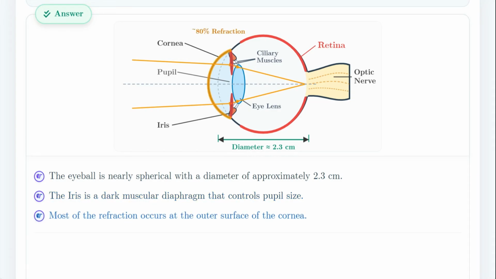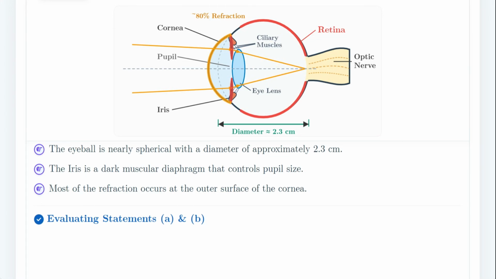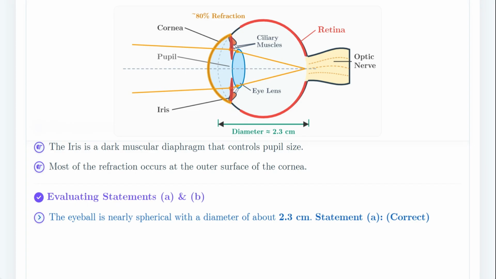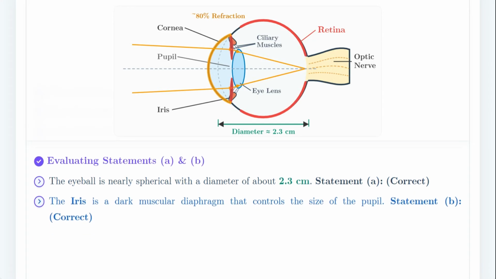Now, light rays entering the eye undergo maximum refraction at the outer surface of the cornea, not the lens. Let's evaluate the first two statements. Statement A is correct because the eyeball is nearly spherical with a diameter of about 2.3 centimeters. Statement B is also correct. The iris is indeed a dark muscular diaphragm controlling the size of the pupil.